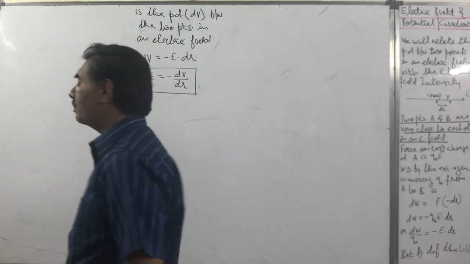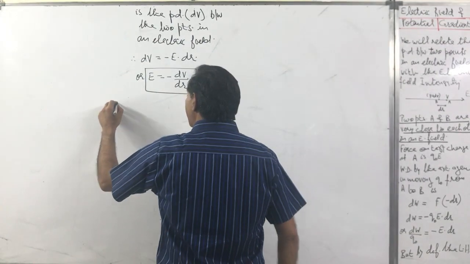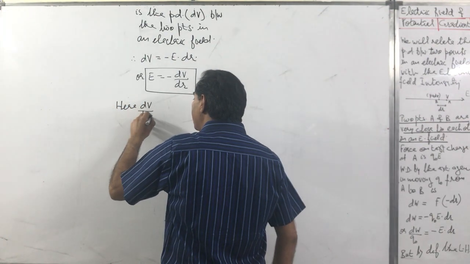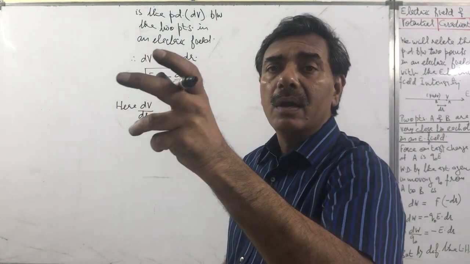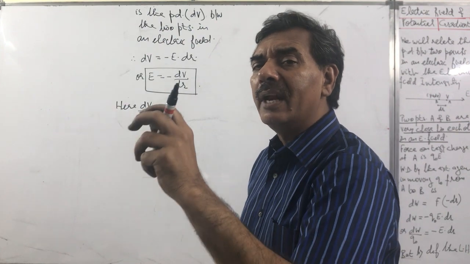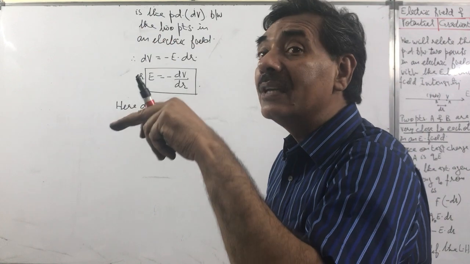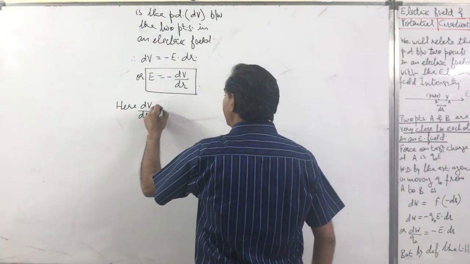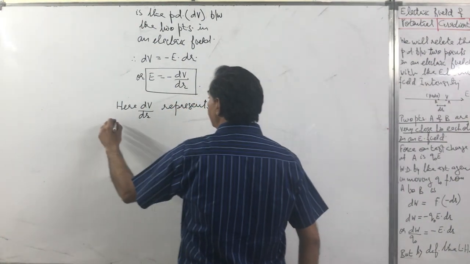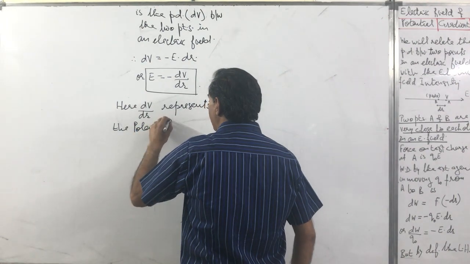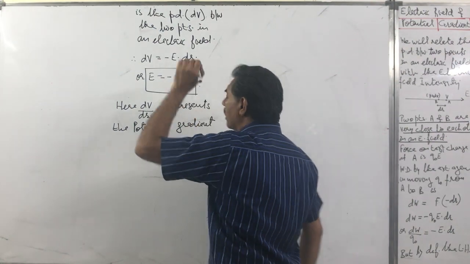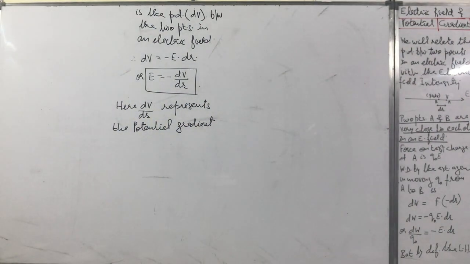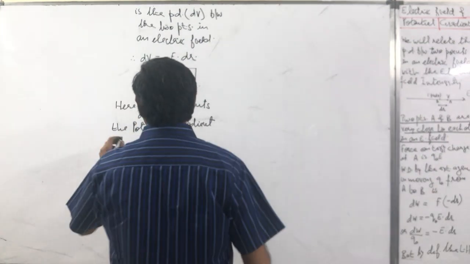It is so beautiful. Now let's see what is dV by dr. It could be delta V by delta r. Delta V is the small potential difference between two points in an electric field which are separated by delta r. When we take its limit as delta r approaches zero, it will be the rate of change of potential at that point. It represents the potential gradient, or the rate of change of potential with distance.